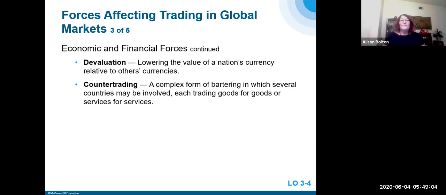Devaluation. So when it's lowered based on the nation's currency relative to other currencies. So it's a double comparative, devaluation twice. And then counter trading, bartering. We love this term, bartering and trading. We see it in the marketplaces a lot. It hasn't stopped, it still exists, but you need to understand how to do it. I'll do this for that, or you're going to provide goods for services or services for services. You need to know what's appropriate in what country to do that.